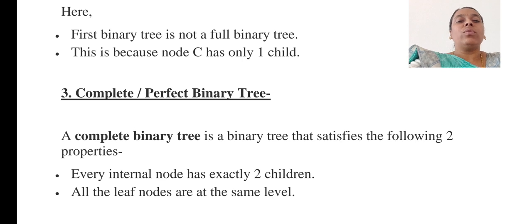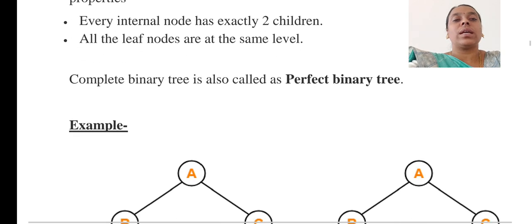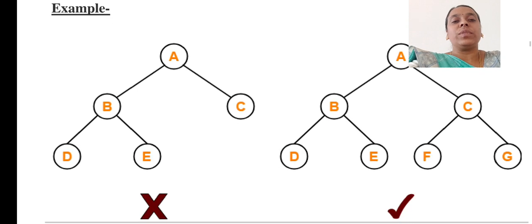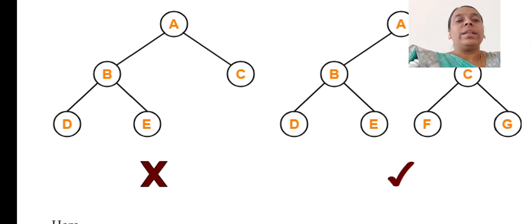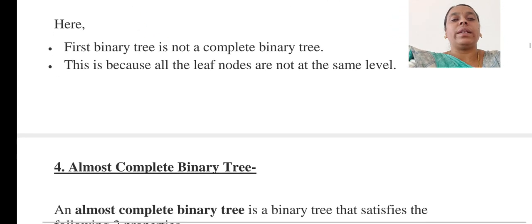All the leaf nodes are at the same level. It is exactly two nodes. All the internal nodes have exactly two children. That is called a perfect binary tree. This is an example of a perfect binary tree. Each node has exactly two children and all the leaf nodes are at the same level. That is called a perfect binary tree.